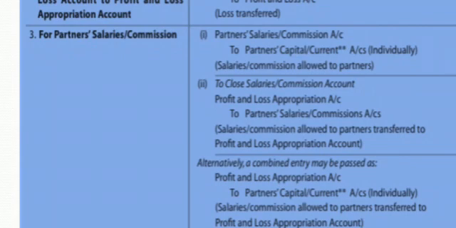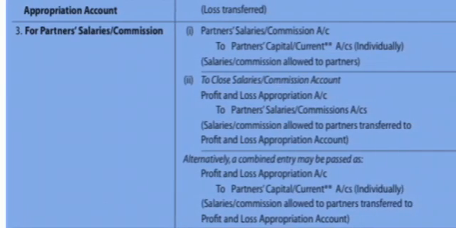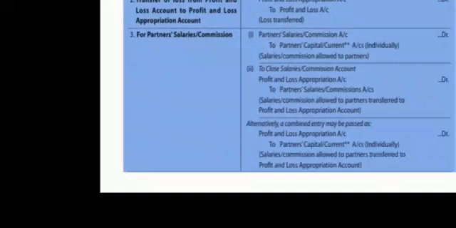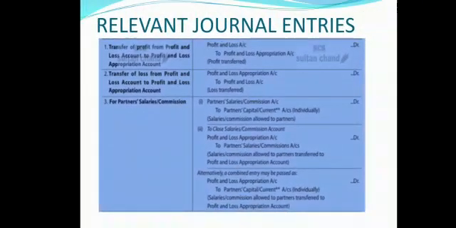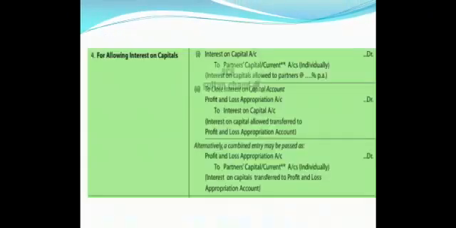Alternatively, it is possible to pass an entry where we do profit and loss appropriation account debit to partner's capital account. It is the net result of the previous two entries. So either we can pass the two entries or we can alternatively pass the single entry. I hope this is clear. In the same way, we will be doing the other entries also.